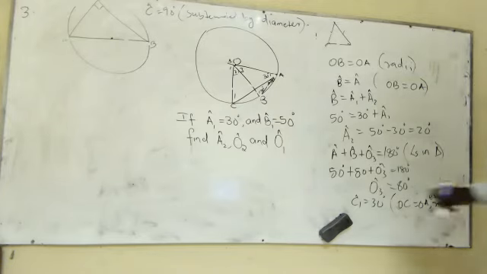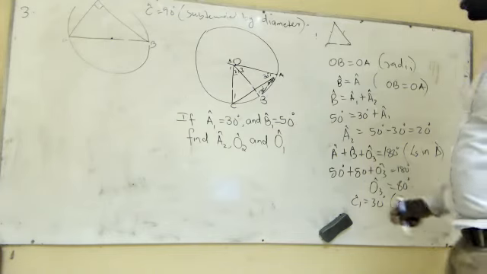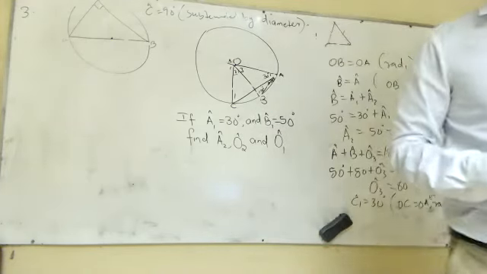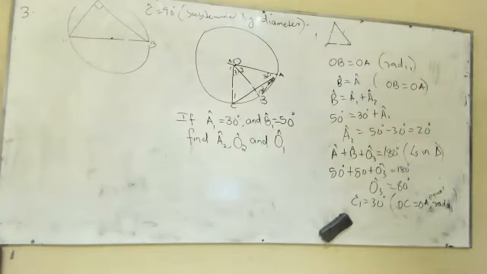And after getting C1, can you quickly calculate O2 for me? I want to see if you are following. I'm giving you just 2 minutes to do that. What is O2? What is the value of O2?